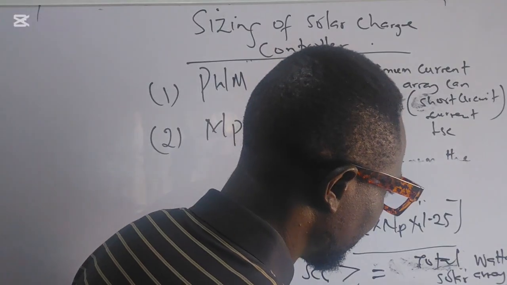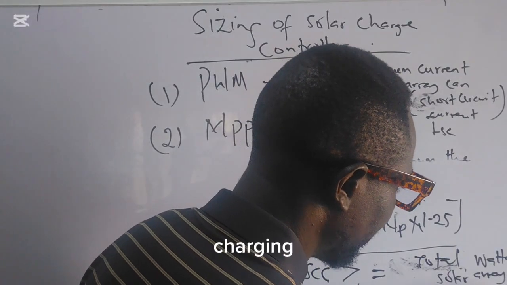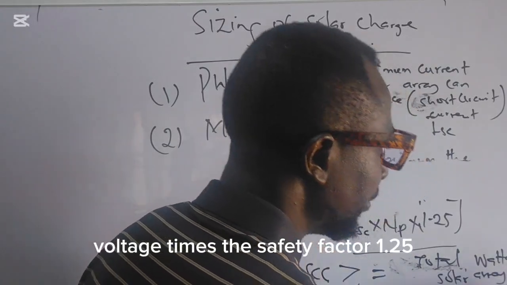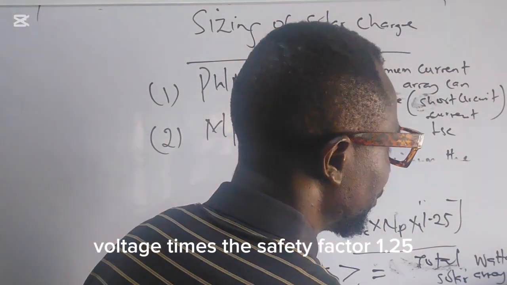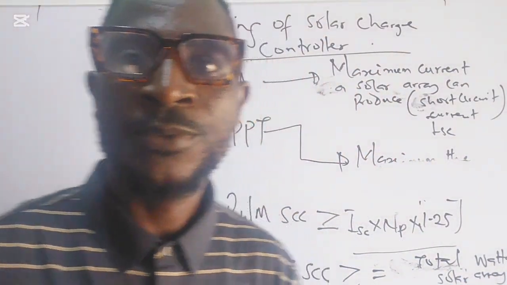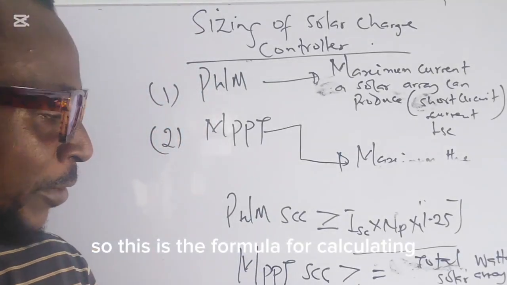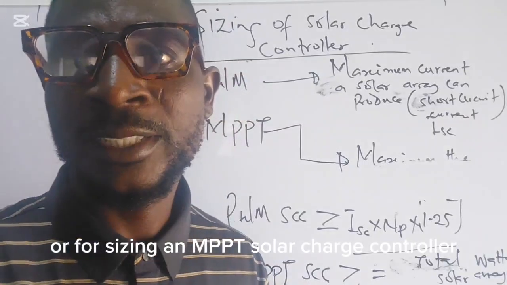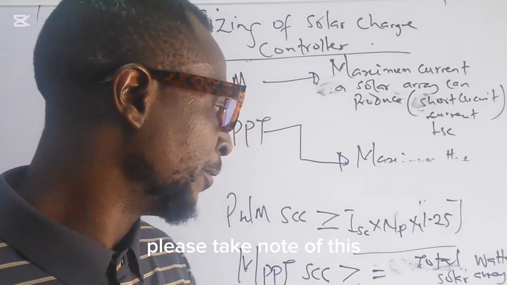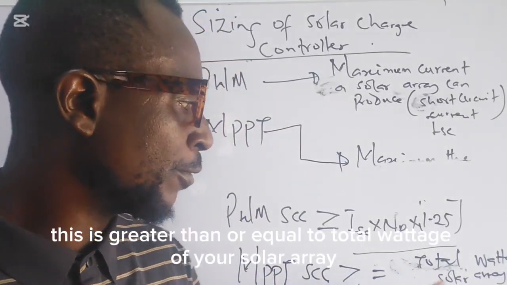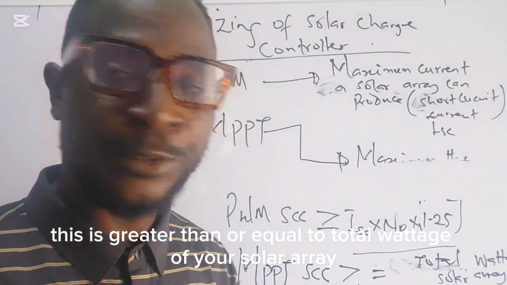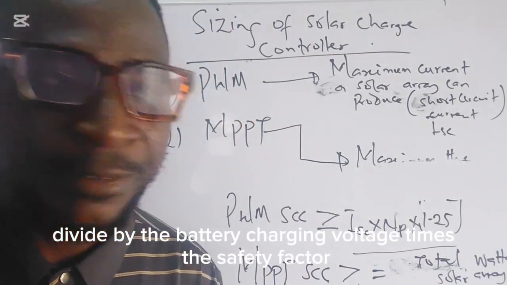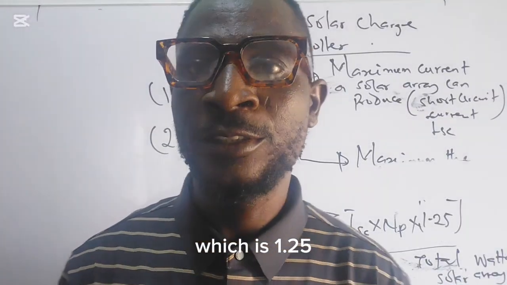Battery charging voltage times the safety factor 1.25. So this is the formula for sizing an MPPT solar charge controller. Please take note of this. This is greater than or equal to the total wattage of your solar array divided by the battery charging voltage times the safety factor, which is 1.25.